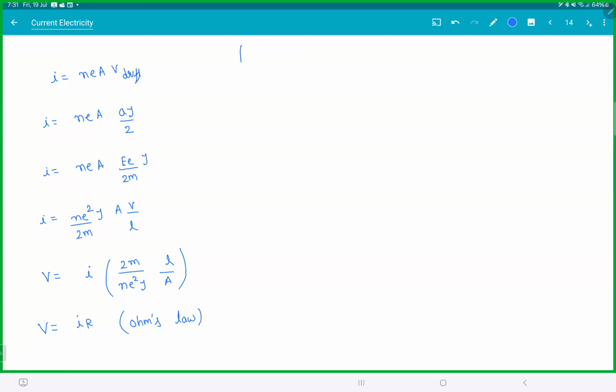Where that quantity we defined, rho, resistivity, is 2m by N e square tau. Then we defined resistance is rho L by area. And that's your Ohm's law. So all that story that we did is to prove this thing.